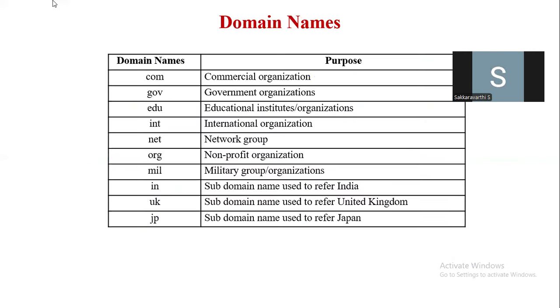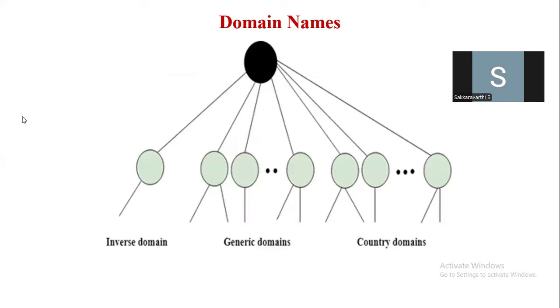So these are some of the commonly used domain names. There is .com, commercial organization; .gov, government organization; .edu, educational institution; .int, international organization; .net, network groups; .org, non-profit organization; .mil, military groups; .in, the country subdomain for India; then UK, then JP. These are the commonly used domain names. Then, domain names are organized in hierarchical form: the generic domain, country domain, and inverse domain.